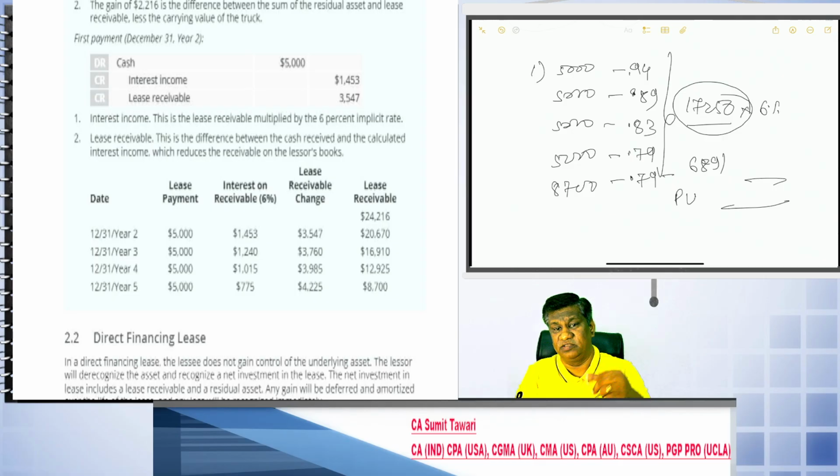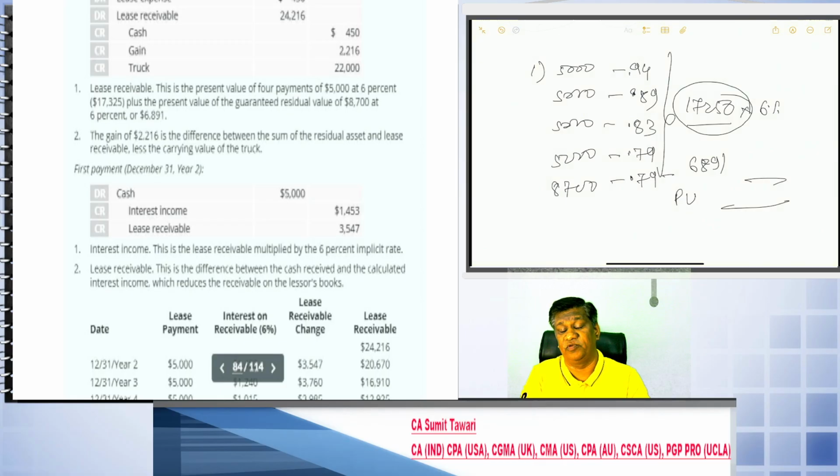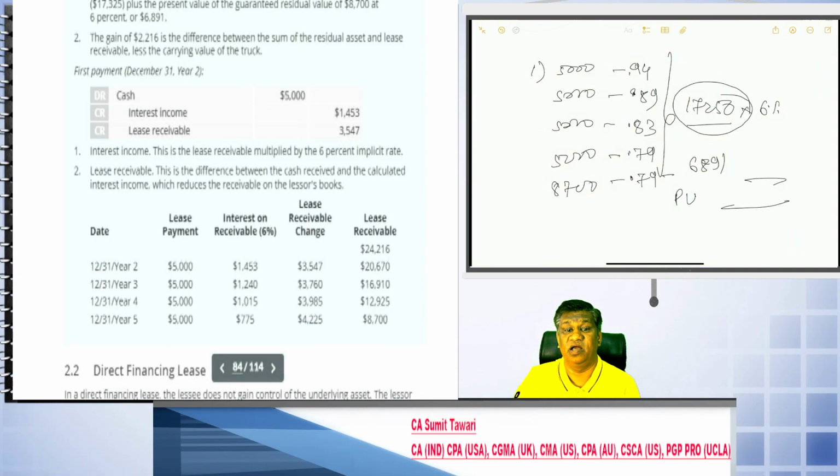Tomorrow I will prepare this table in Excel and show you, so you can understand. Just keep in mind, first, how we recognize the cost and the lease receivable and the de-recognition of the asset. Second, when we get the first payment from the lease, how we reduce the lease receivable and recognize the interest income. Tomorrow I will start with this example and show you how to prepare this amortization table, because that is required for lease accounting.